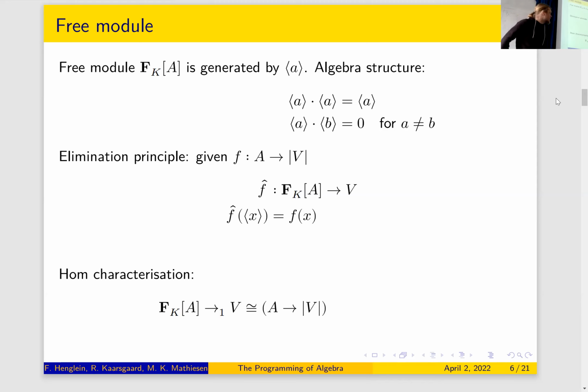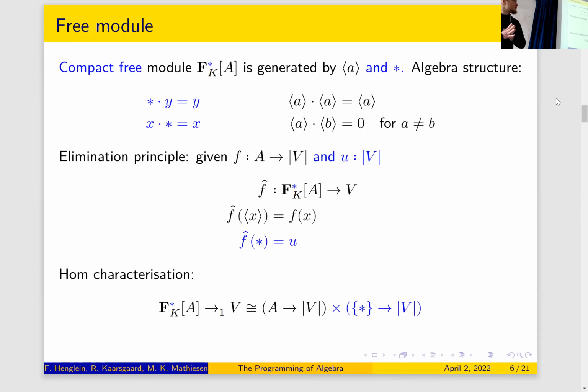And the elimination principle says that to define a map out of the free module, all we need to say is what happens to the generators. So if we have an ordinary map, this should be a linear map. The point is that f is a normal map of sets, and the induced map is a linear map. Linear maps out of the free space are the same as maps out of the set into the set of elements of the target space.